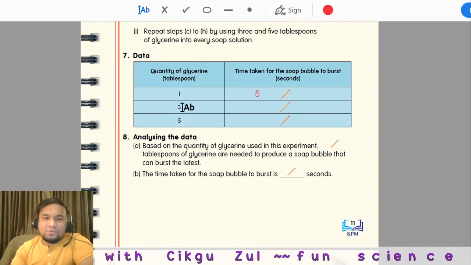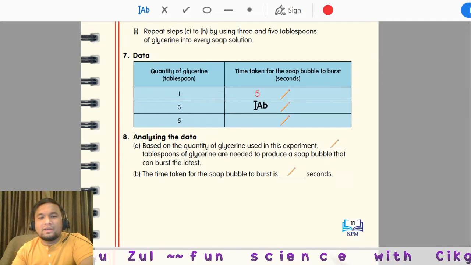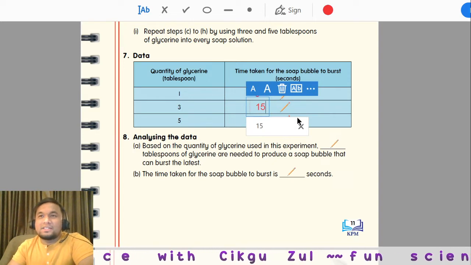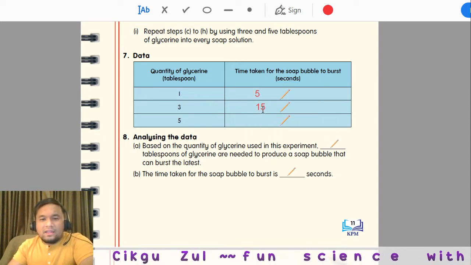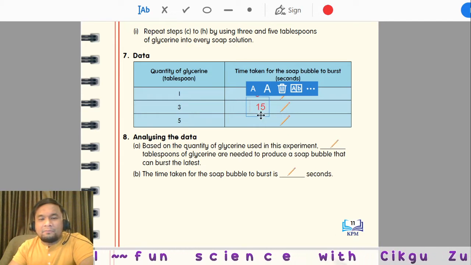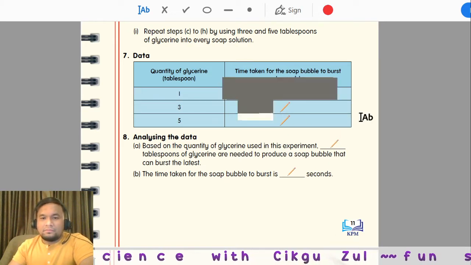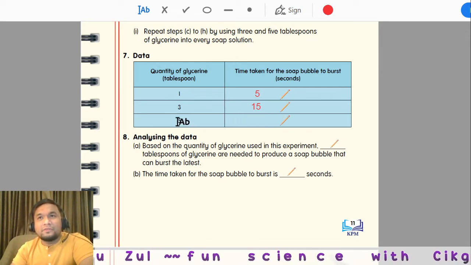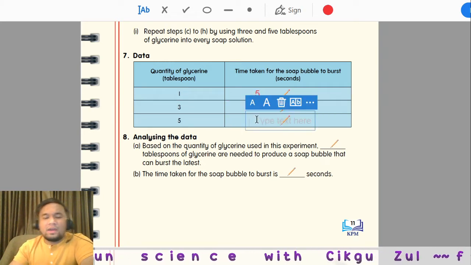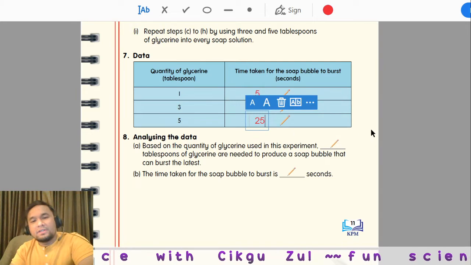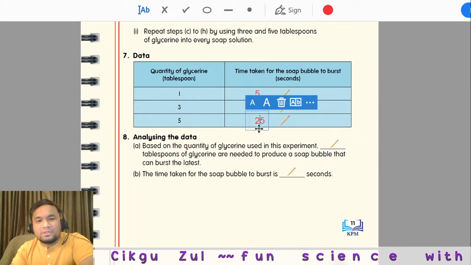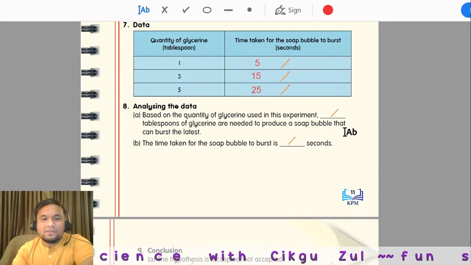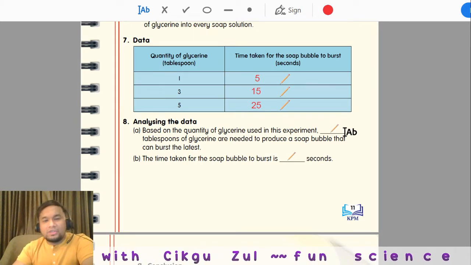Okay, kalau dia sudah campur 3 tablespoon of glycerin, what happen? Maybe I assume it will go up to 15 seconds. Okay, 15 saat. Mana tahu kan? Makin bertambah lah. Okay. And then what happen if we add 5 tablespoon of glycerin? Boleh jadi maybe up to 25 seconds for it to last before it burst. Maksudnya dia bertahan 25 saat, lepas tu dia pun pecah. Okay, got it? I hope you understand this assumption data only.